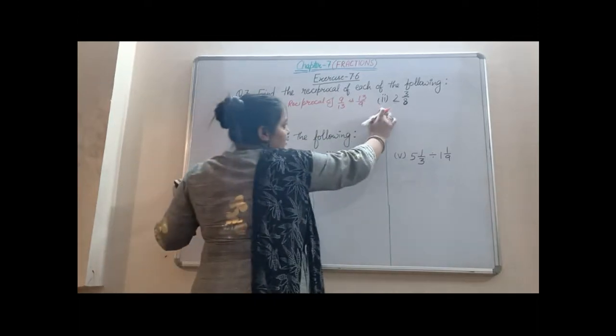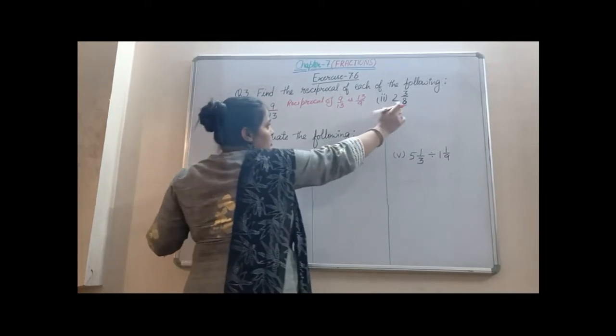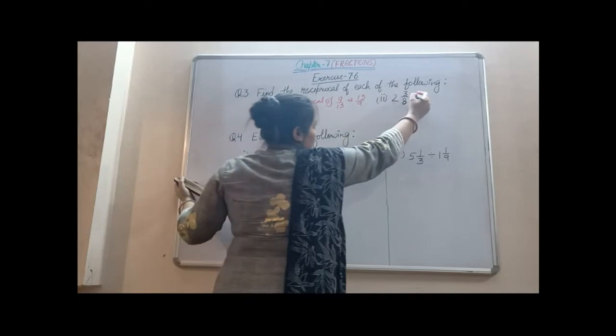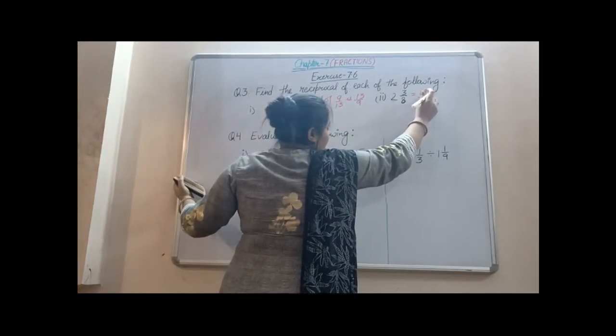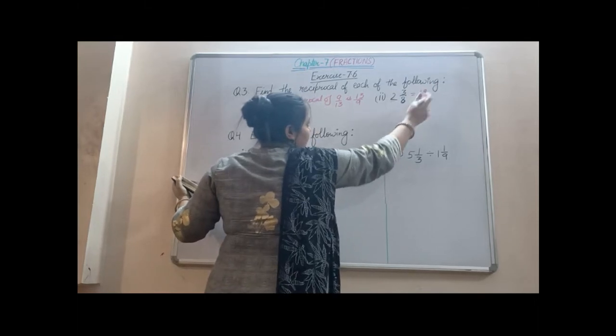Now similarly, first convert this mixed fraction into improper fraction. So 8 2s are 16, 16 plus 3 is 19 by 8. Now what is the reciprocal? Reciprocal of 19 by 8 is 8 by 19.